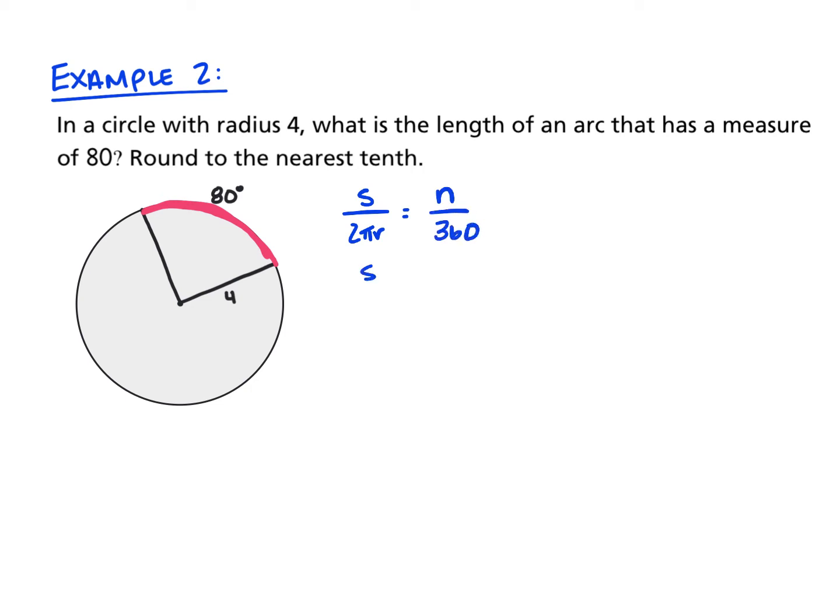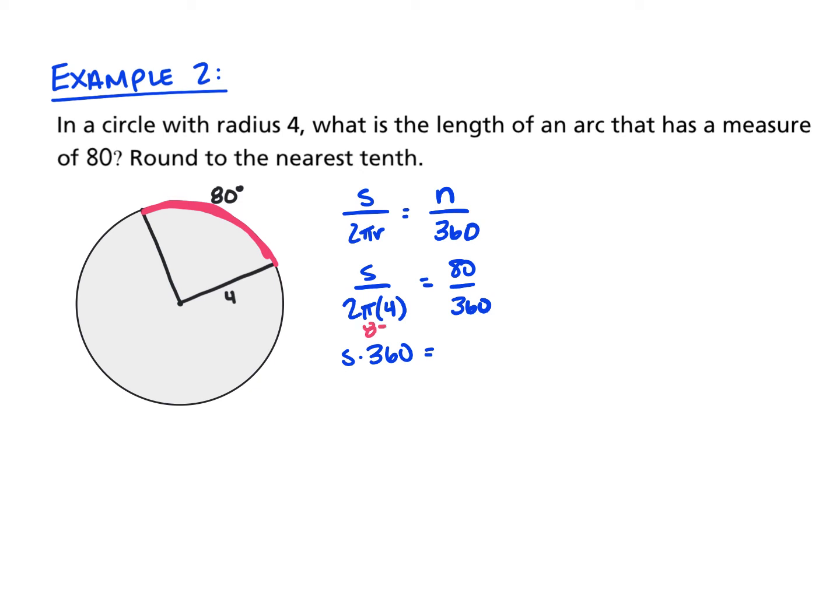And I'm going to say that would turn into S over 2 times pi times my radius of 4 is equal to 80 over 360. Then I'm going to cross multiply this. So the S is going to get multiplied by 360, and the 2 pi times 4 is going to get multiplied by 80.